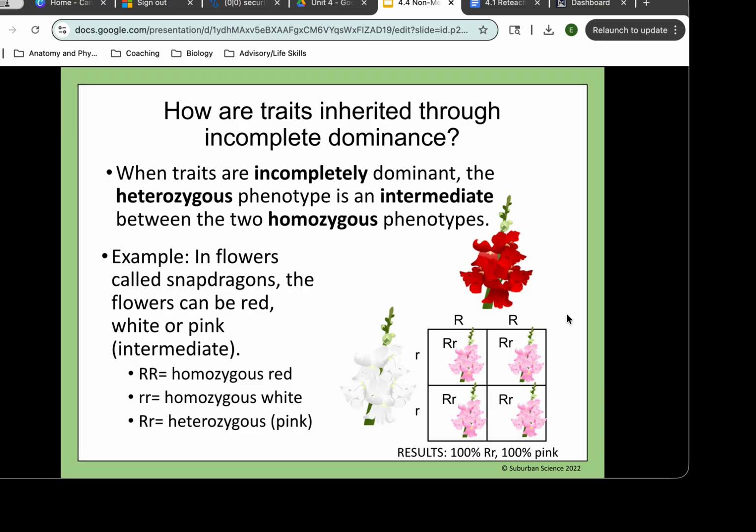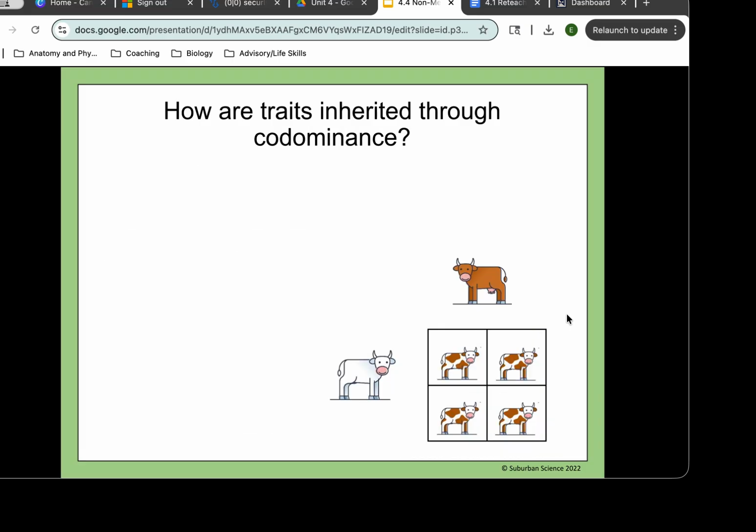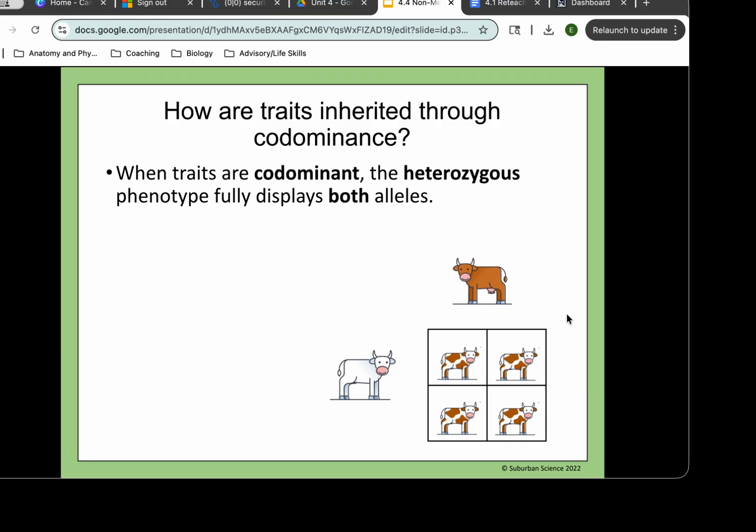The next one is what we call co-dominance. So to me, co-dominance is like a co-captain, right? Neither of you are number one. You're sharing that position. So when traits are co-dominant, the heterozygous, again, the blended one, that middle phenotype, is going to fully display both alleles. So this is how we get spots and stripes.